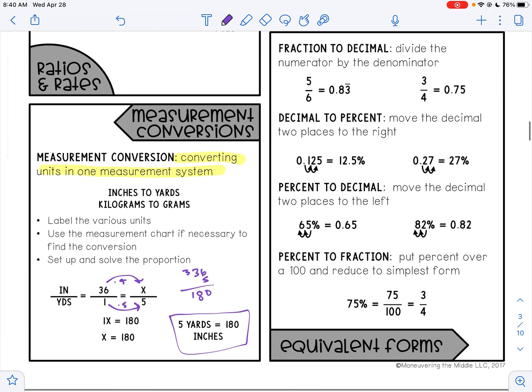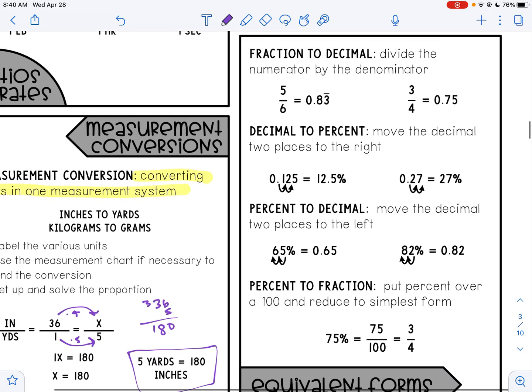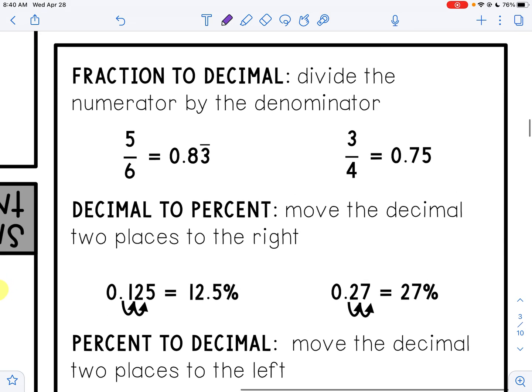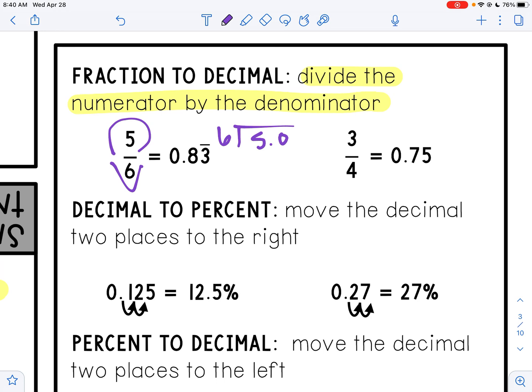All right. Now let's talk about how to change fractions to decimals, decimals to percents, percents to decimals, and percents to fractions. So, equivalent forms. For fraction to decimal, we're going to divide the numerator by the denominator. We can use the ice cream method. So the 5 goes inside the cone, the 6 goes on the outside. Now 6 cannot go into 5, so I have to add a decimal and a 0. I bring my decimal to the top, and 6 cannot go into 5, so I put a 0.